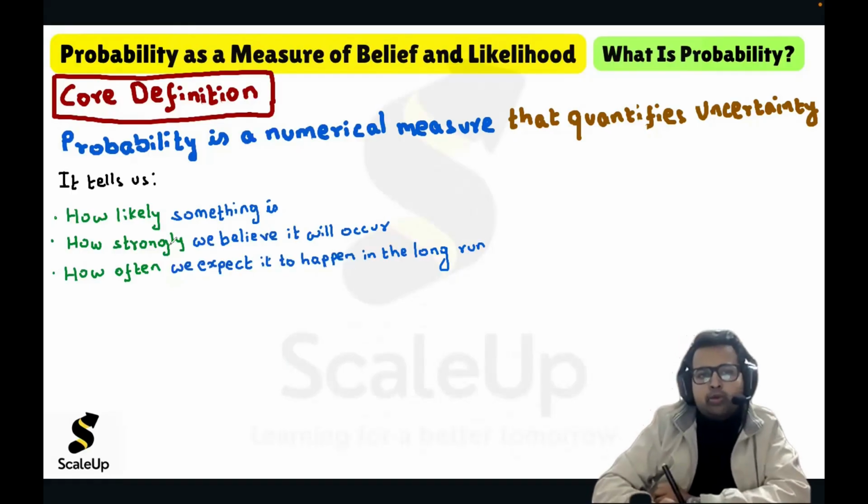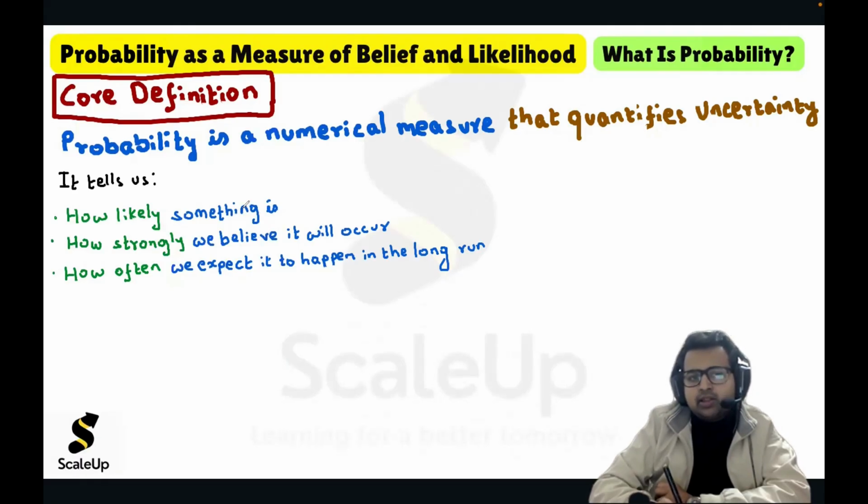Basically, in probability, we will be quantifying these statements. How likely something is: there will be a numerical measure. How strongly we believe it will occur: there will be a numerical measure. We'll be quantifying it. The quantification of uncertainty is what probability is. And also how often we expect it to happen in the long run.